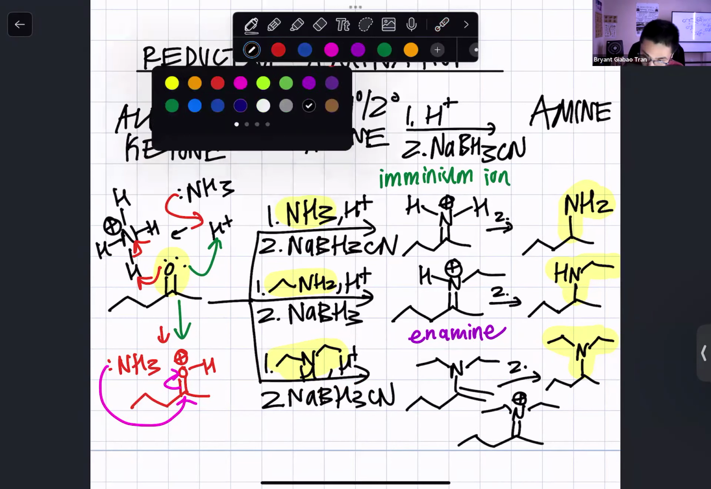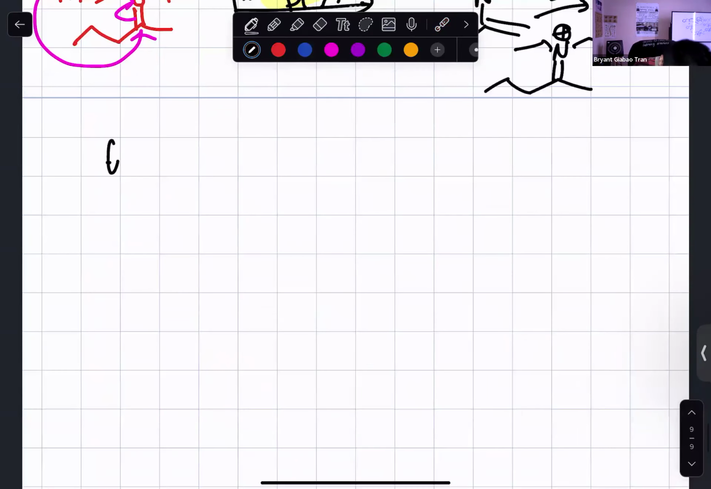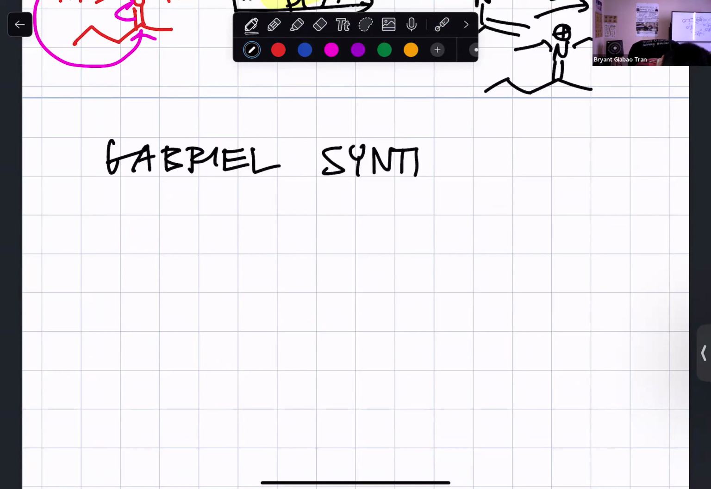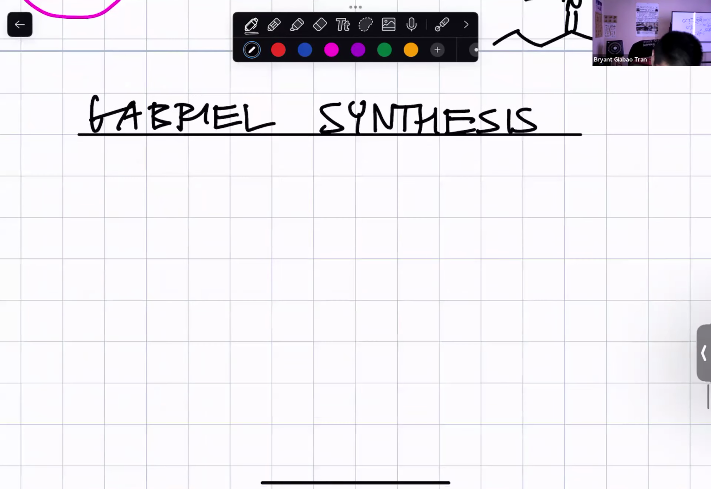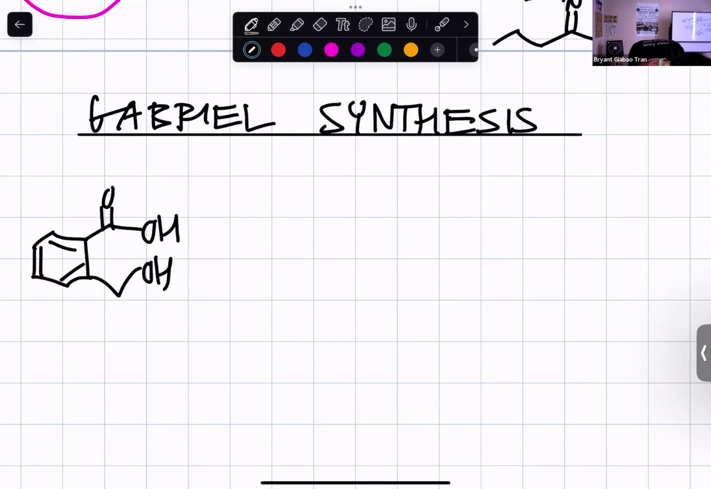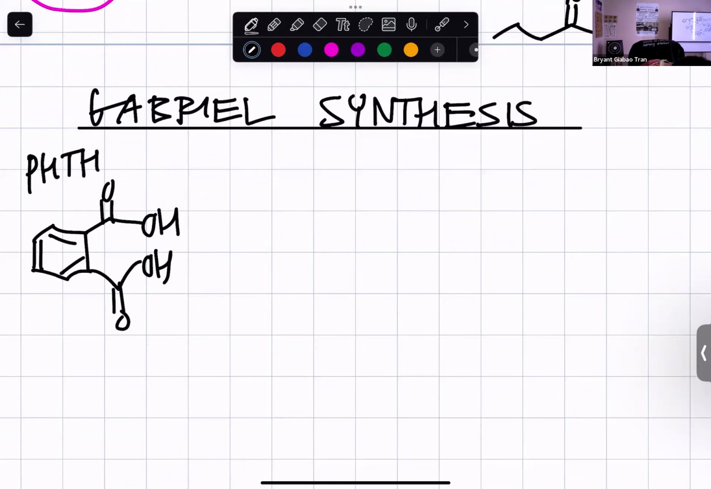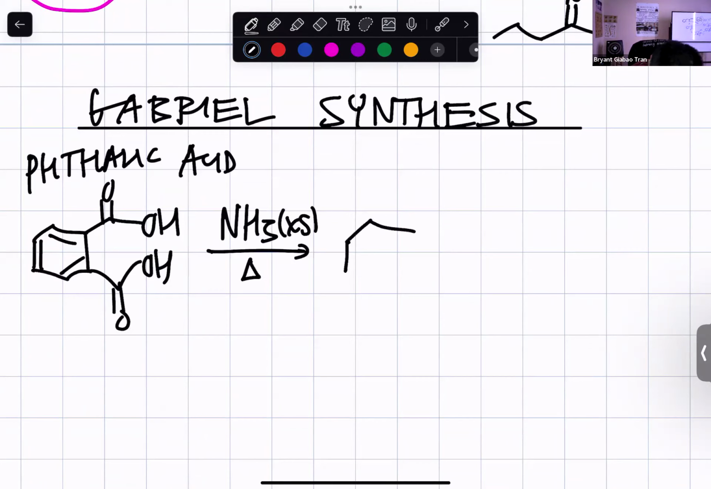Okay, let's go over Gabriel synthesis, the other way to form amines. I mean, not amino acid, amines, Gabriel synthesis. But we actually will go back to this when you learn about amino acids in chapter 25 or 26, chapter 26. Okay. So Gabriel synthesis, know these molecules, phthalic acid, which is a dioic acid, and when we put excess NH3 and heat to it, we're going to merge them together to create the cyclic amide.